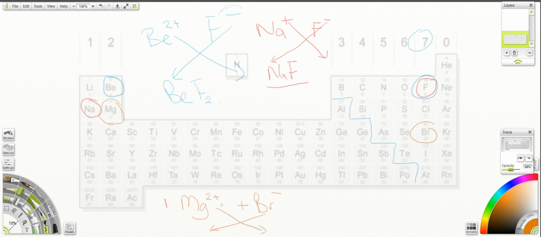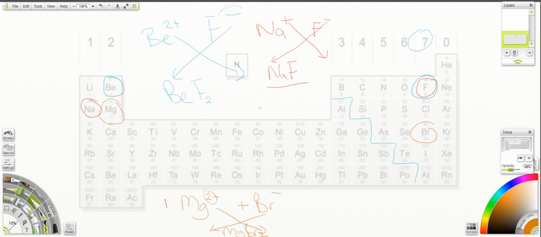Right, so how many magnesiums are we going to have? Well, that's 1, so Mg is 1. How many bromines are we going to have? We're going to cross this number over. It's going to be Br2. There's a 2 there, guys, Br small 2.